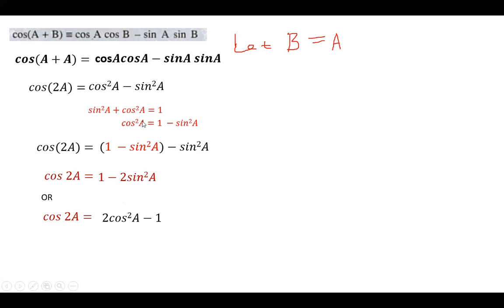So instead of making cos squared A the subject, you now make sine squared A the subject and then replace it where there's sine squared. You put your answer there and then you simplify it. It's going to come to this.